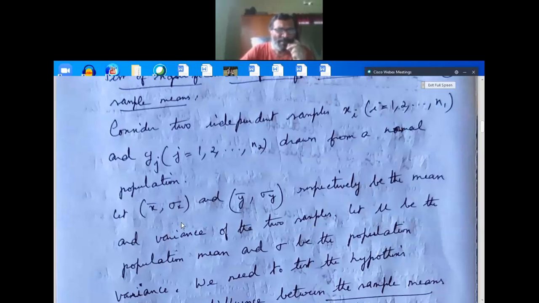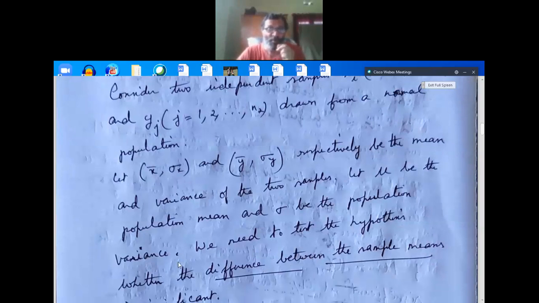Let x bar and sigma x, y bar and sigma y respectively be the mean and variance of the two samples. Variance and standard deviation are very closely connected; they are square and square root. Let mu be the population mean and sigma be the population variance.